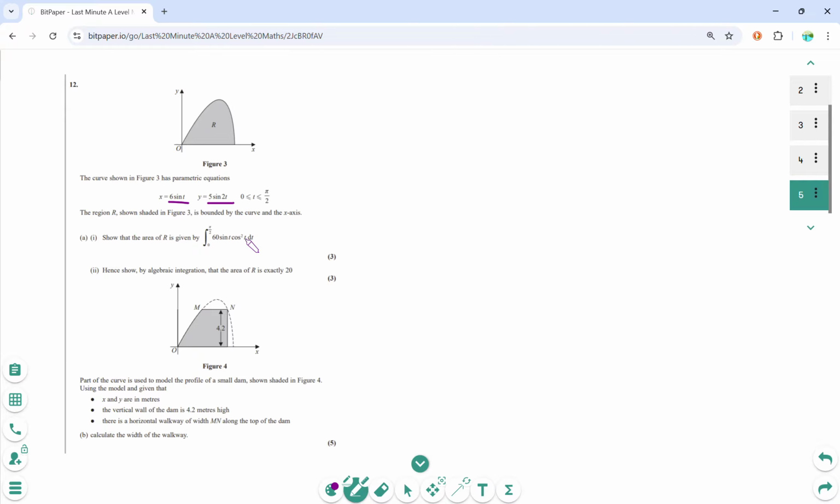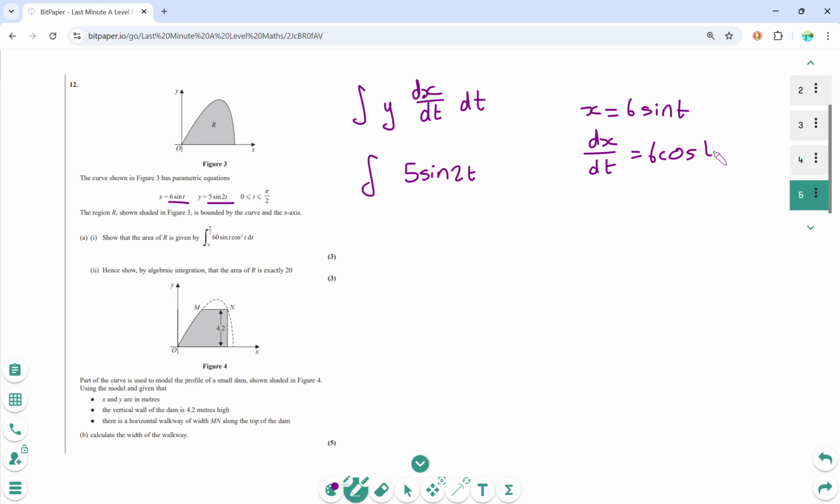Okay, but we start off the exact same way. So the area is given by y times dx/dt. So we need y, we know it's 5 sin 2t, times the derivative of x. x is 6 sin t. Okay, so the derivative will be 6 cos t. So we're going to times by this.